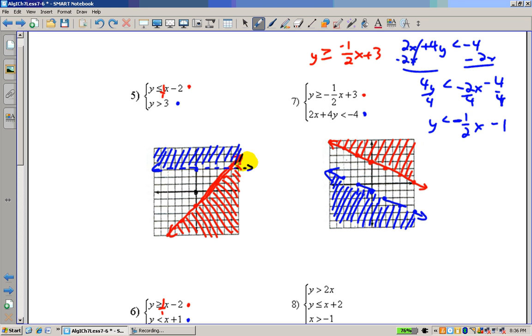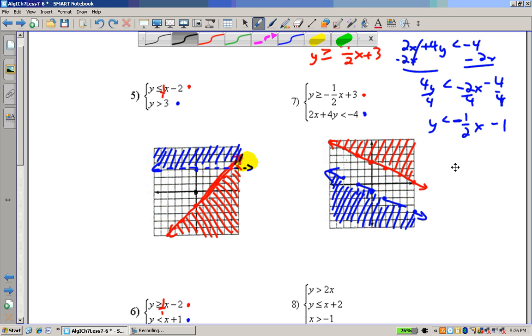You notice, this is what I was talking about last time. There is no solution here. It is not shaded by both the red and the blue anywhere. These two have the same slope, different y-intercepts, so they are parallel, and they're being shaded completely different directions. So there is no solution set.